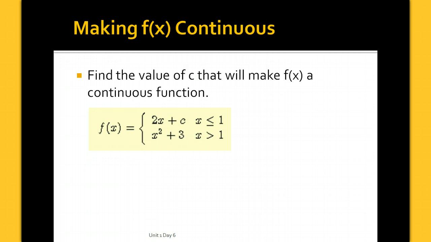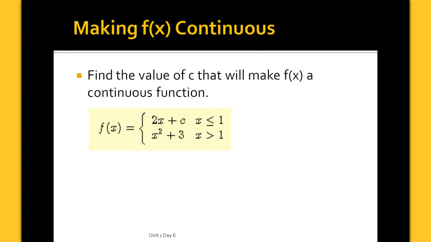So we have a function f of x that's called a piecewise function, and it has two pieces. One is 2x plus c when x is less than or equal to 1, and the other piece is x squared plus 3 when x is greater than 1. Each of these pieces, if they were by themselves, would be continuous. One is linear, continuous on the entire real numbers, and quadratic is the other one, also continuous on the entire real number system.